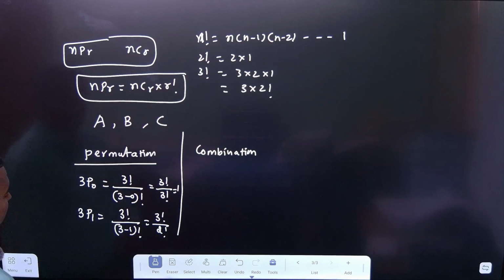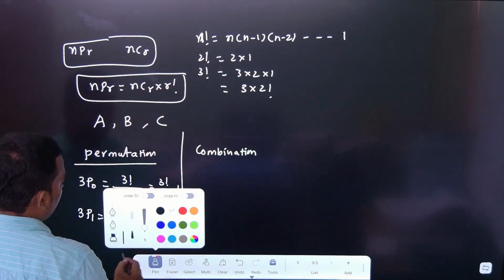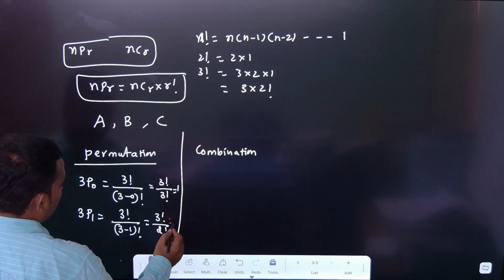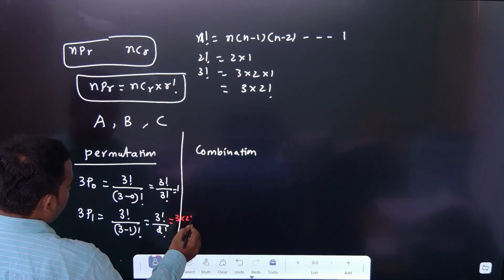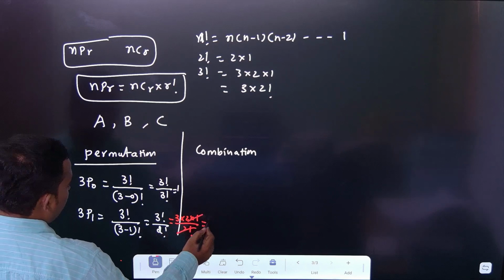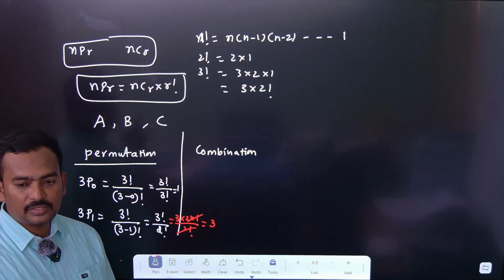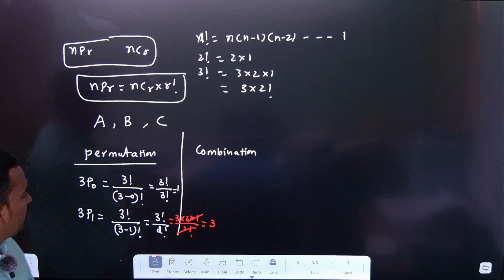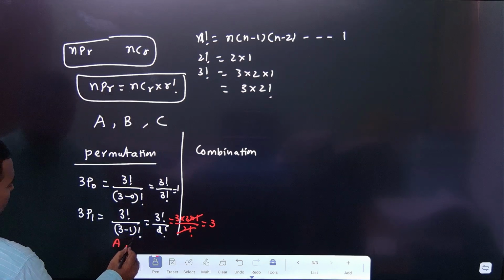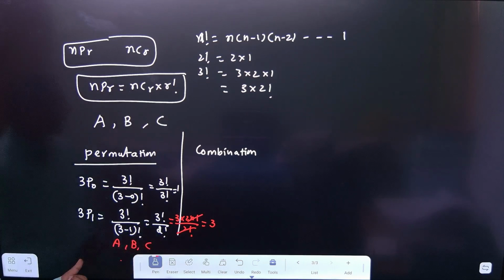Then how to use this here? This is 3 into 2 into 1, and this is 2 factorial, so that cancels and the answer is 3. 3P1: you have to select 1. So what are the 1 here? A, B, C. These are the 3.